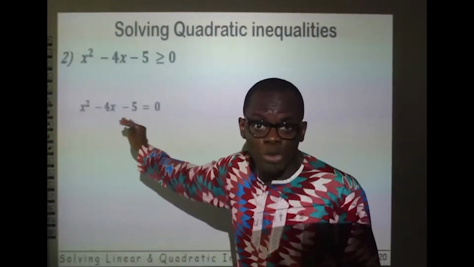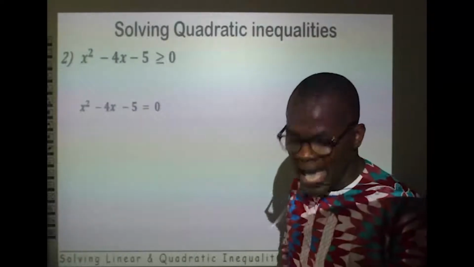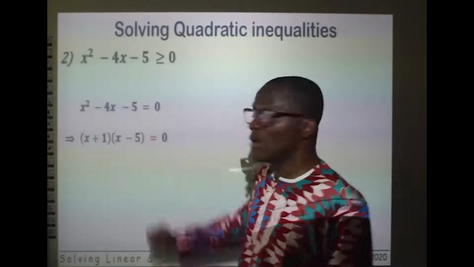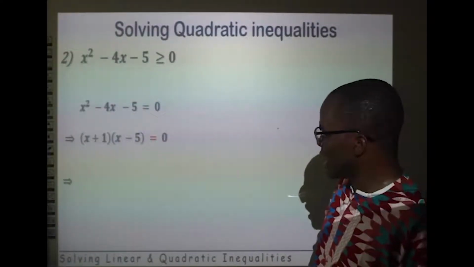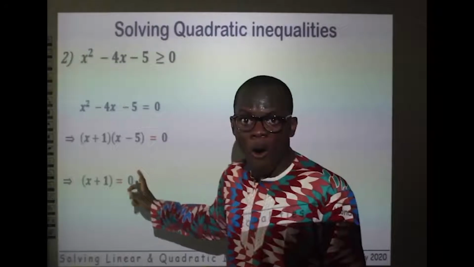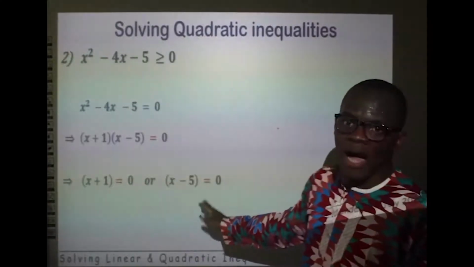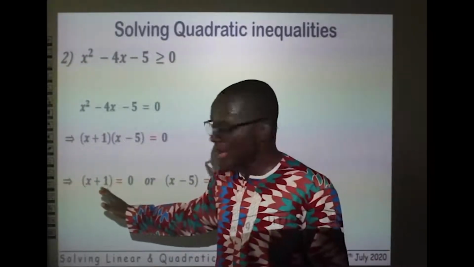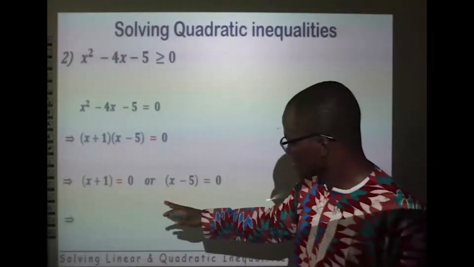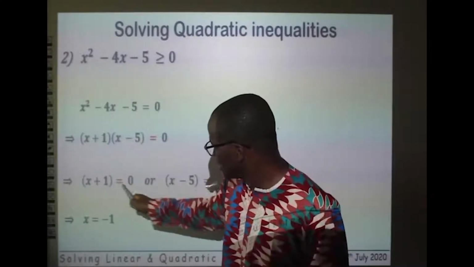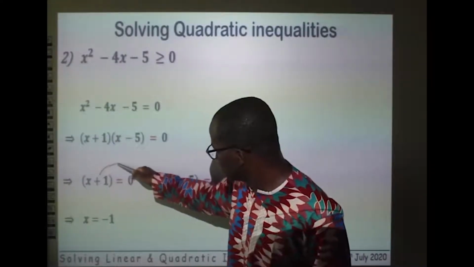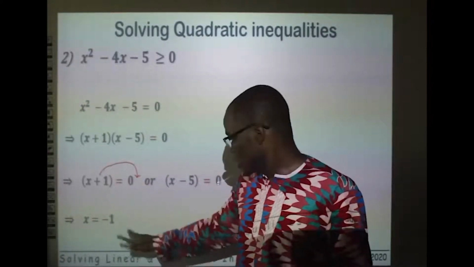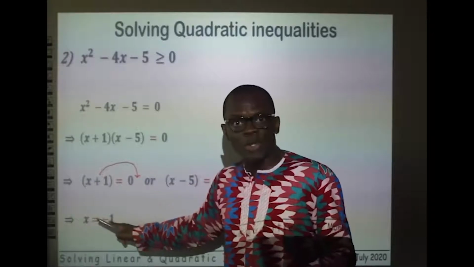And when you factorize this quadratic equation, what do you get? You have (x plus 1)(x minus 5) is equal to 0. And then when you break it up, you have x plus 1 is equal to 0, or x minus 5 is equal to 0. If x plus 1 is equal to 0, therefore x is equal to minus 1, exactly. To get the value of x, you simply move that over there, and when you move it, the plus 1 changes to minus 1. So x will be equal to minus 1.